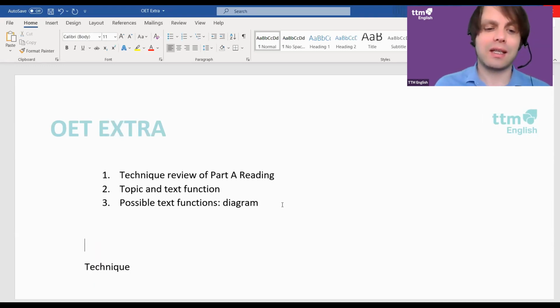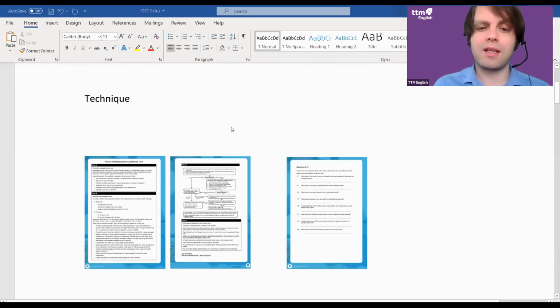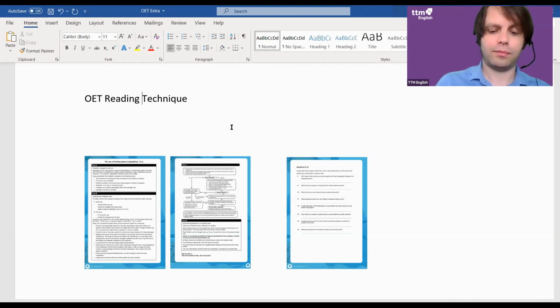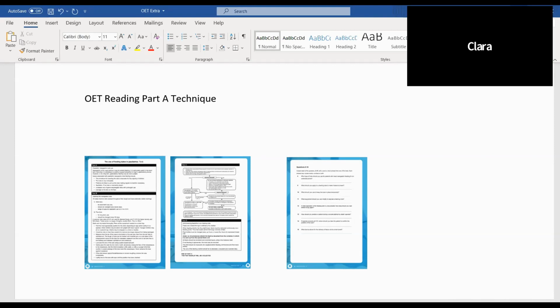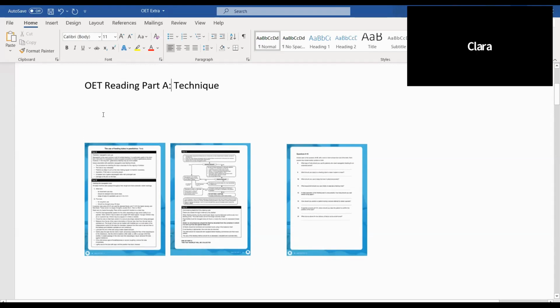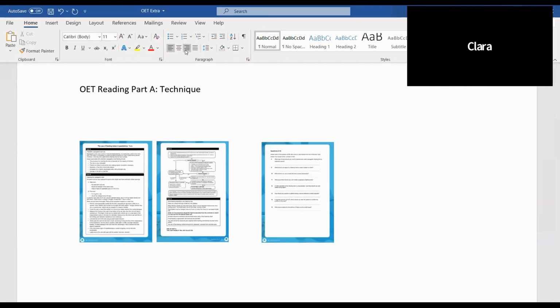So my technique, right? I know people know this. Let me ask one of you here, maybe Clara. Clara, what do I usually advise for OET reading part A? Okay, about the technique. What's the first thing I normally recommend that we have to do? The first, read the text and analyze it. Yeah, so let's call this step one. Yes, to try to get the main idea.